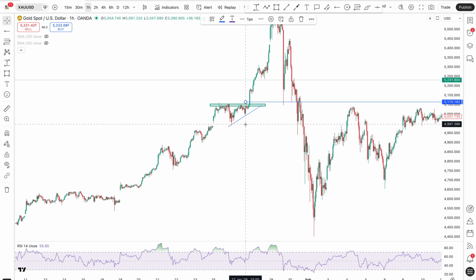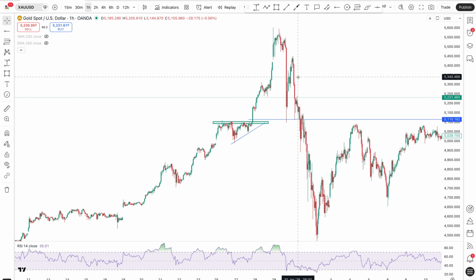So when we get a breakout above that area of resistance, then it's a go to go long, right? Now, this is how you trade chart patterns. Chart patterns should always go in line with the preceding trend, in line with the preceding movement.